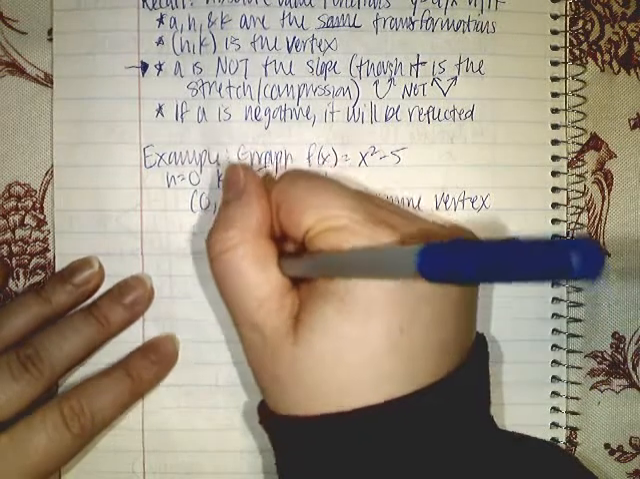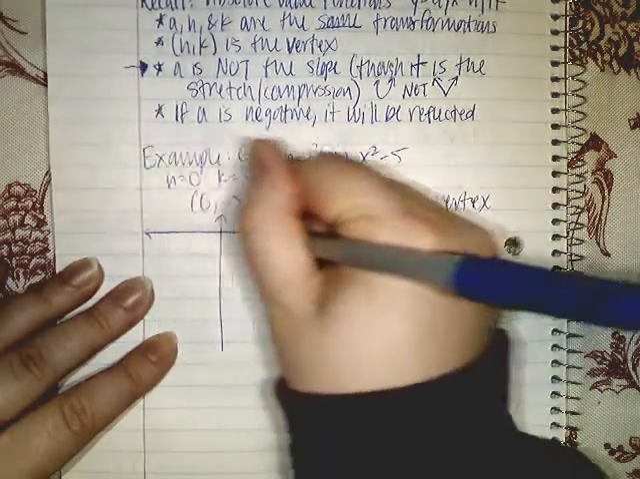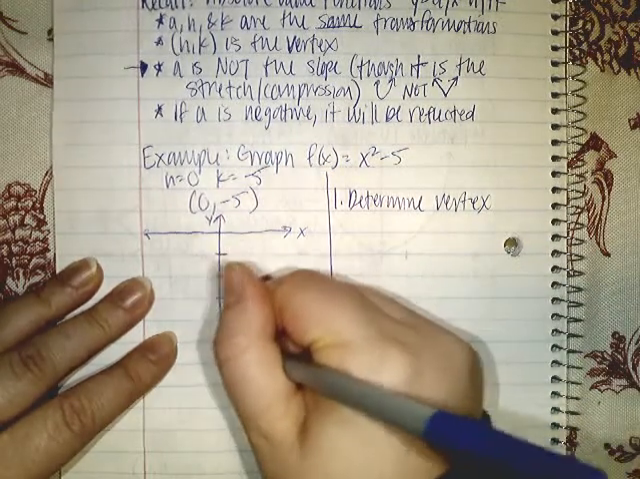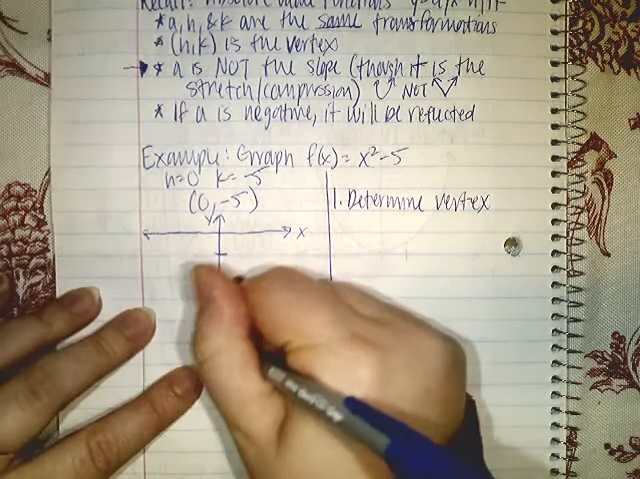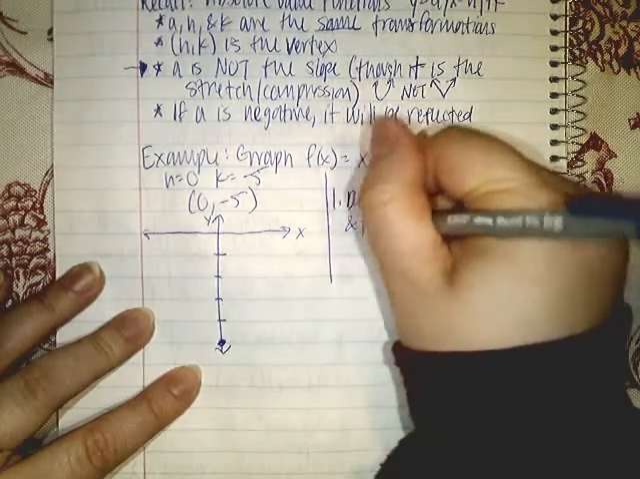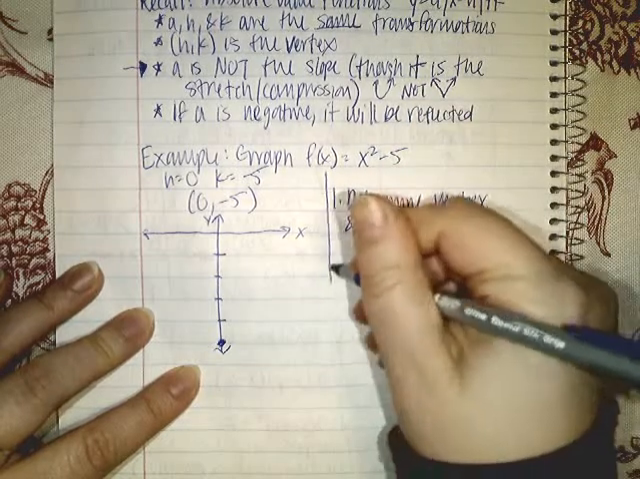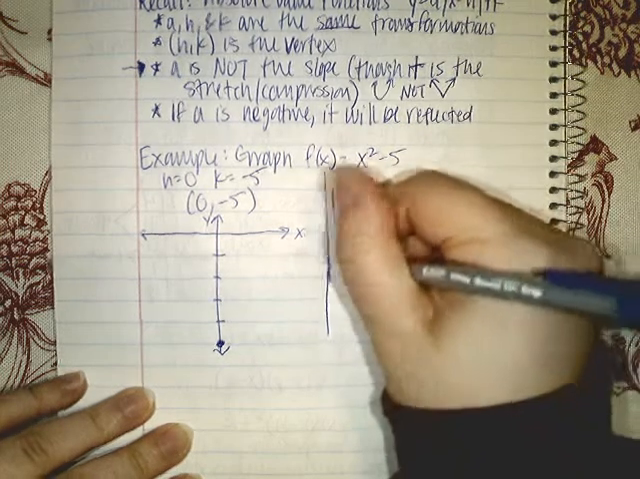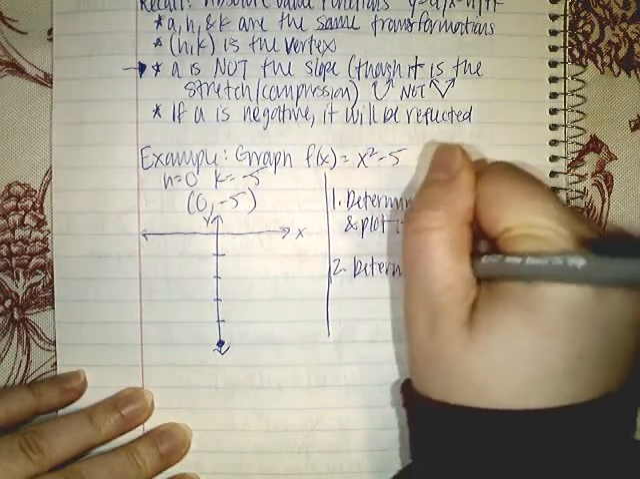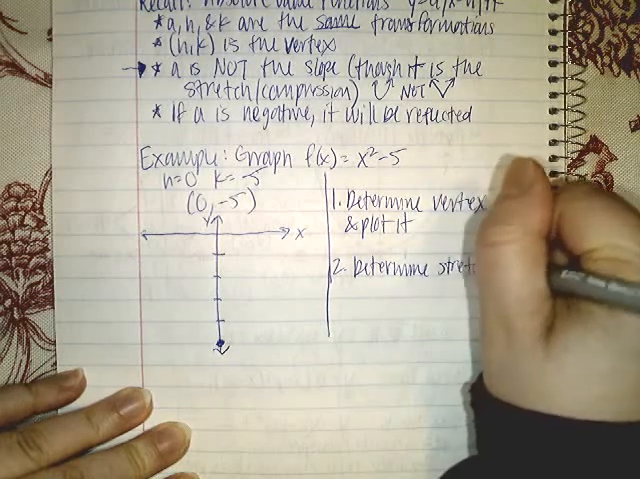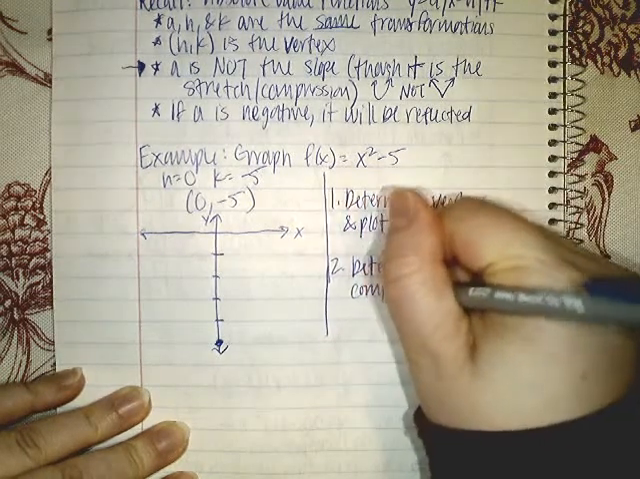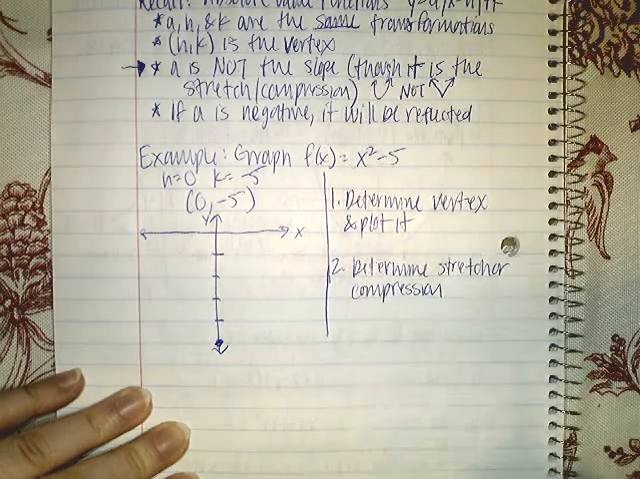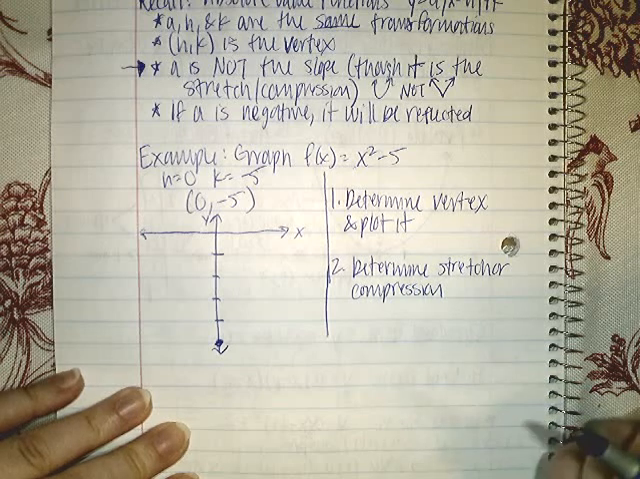So I'm going to sketch a graph real quick. My x-axis, my y-axis, I go 1, 2, 3, 4, 5. So I'm at (0, -5), and I can plot my vertex. So I determine my vertex and I plot it. Step 2, I'm going to determine my stretch or compression. If you've already jumped ahead of me, my stretch or compression is my a value that's multiplied in front. Since the a value in front is just 1, there's not any this time.